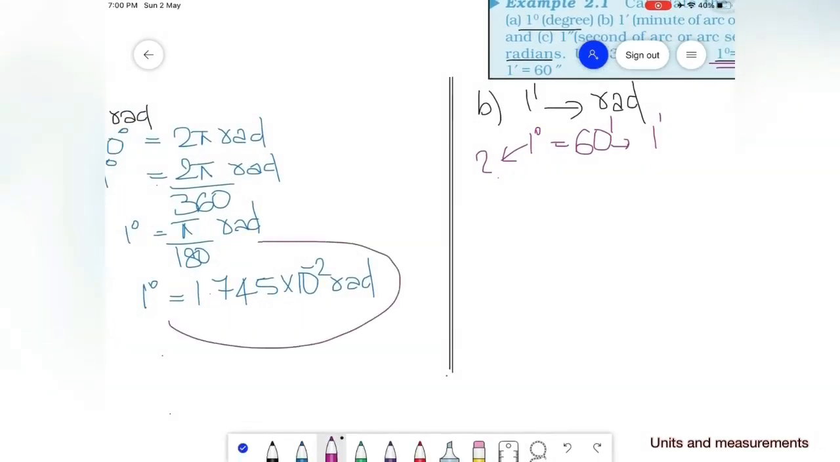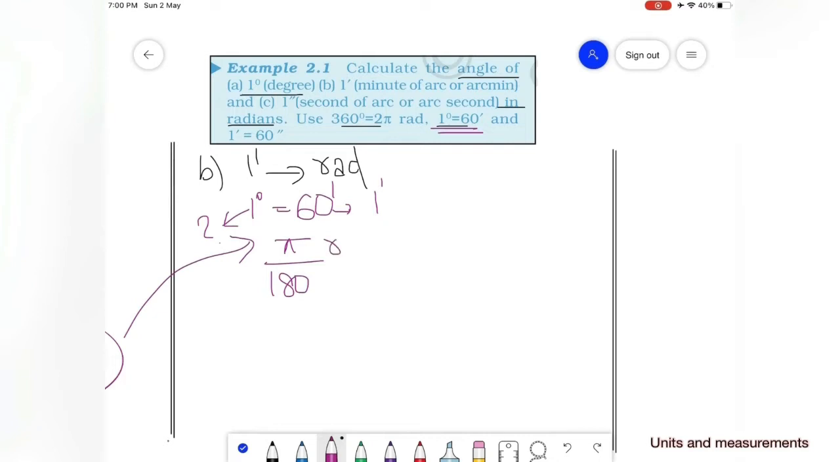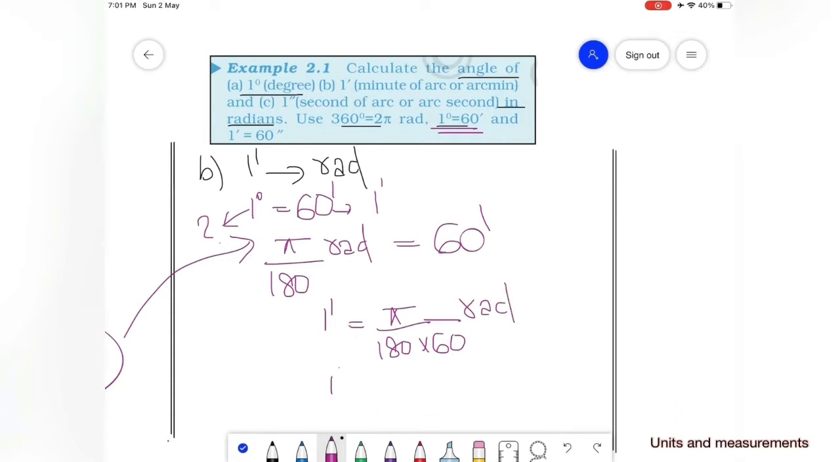In part A, we got 1 degree equals pi by 180 radians, or 1.745 into 10 power minus 2 radians. So insert that value over here. In place of 1 degree, we write pi by 180 radians is equal to 60 minutes. Now how do you find 1 minute from this? Divide both sides by 60. So you get 1 minute equals pi by 180 into 60 radians, or 1 minute equals 2.91 into 10 power minus 4 radians.